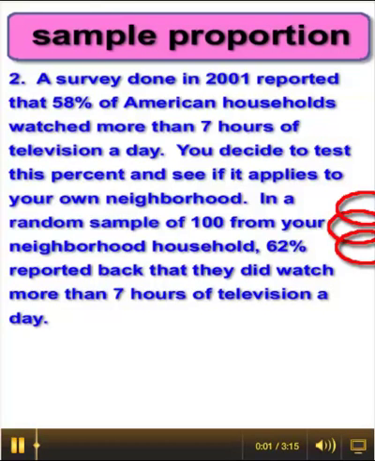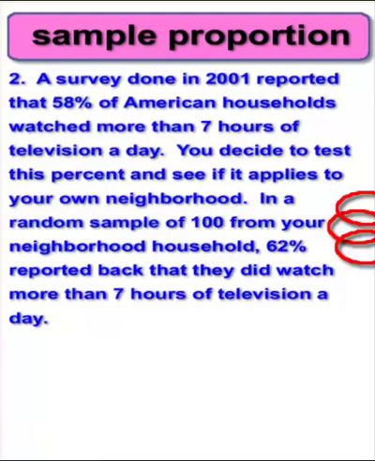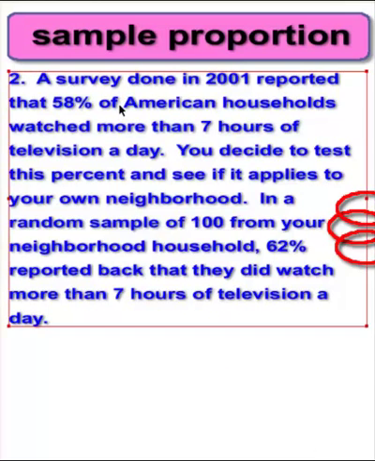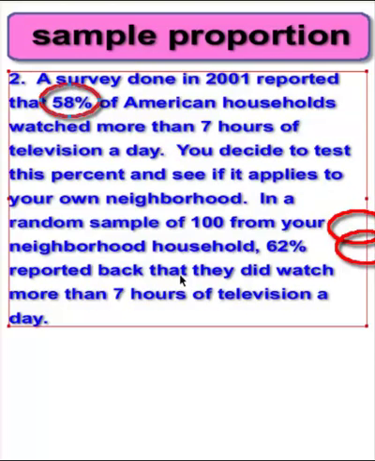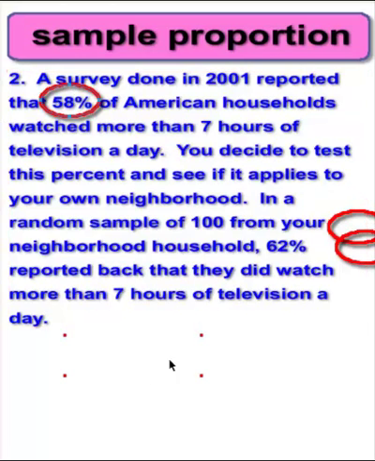All right, we're going to solve this sample proportion problem. From the problem, you have to decide what you think the null proportion is going to be. That is the one that's given in the problem, stated as the norm. In this problem, they got the p sub 0 from a survey that they did a long time ago, and they said they got 58% of the households watched at least 7 hours of TV a day.